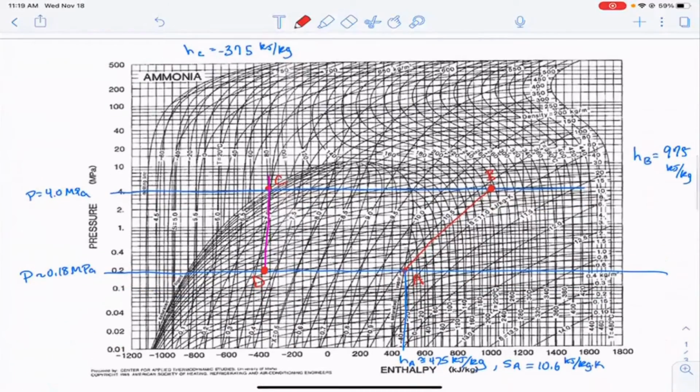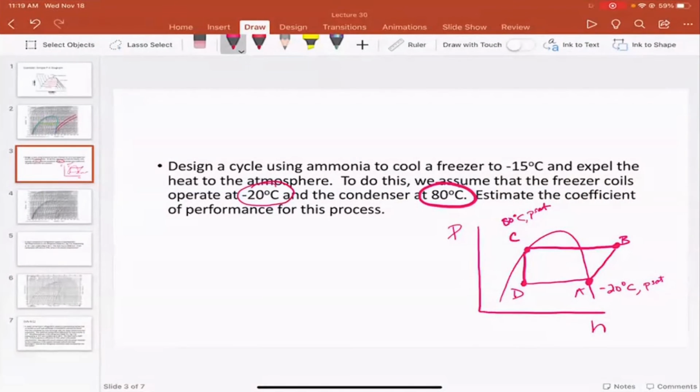All right. So are we okay? Someone wants to know how you got point A in the chat. So point A, remember in the problem statement, we're told that the freezer coils operate at 20 degrees C and the condenser is at 80 degrees C. And so at this lower temperature, right, this is saturated vapor at the lower temperature.